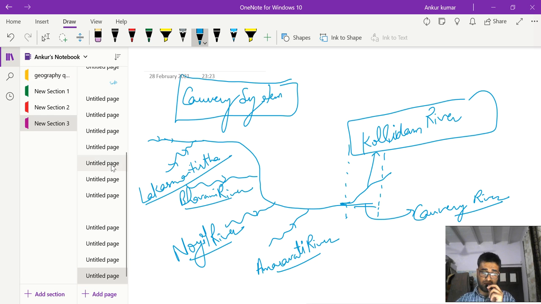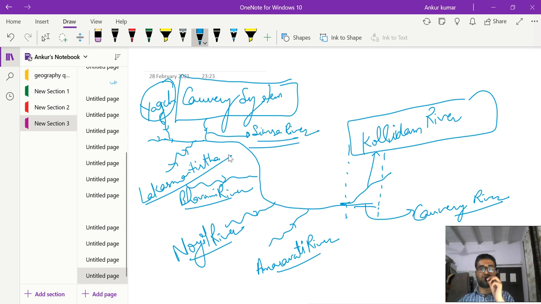This is Krishna River here. This is Yagchi. This is Yagchi River, right? And here this is Simsha. This is Simsha River. So this is the Kaveri River system and its tributaries. So you noted this thing: Kolidam, Kaveri, Amravati, Noil, Bhavani, Laxman Tirtha, Yagchi, and the Simsha River, right?